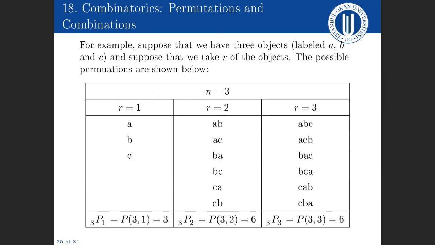Now let's look at the middle column. Again, we've got 3 objects, but now we're going to take 2 of the objects. We could take AB or AC or BA or BC or CA or CB. There's 6 different ways to take 2 objects from 3 if the order is important. If the order is important, then AB is not the same as BA.